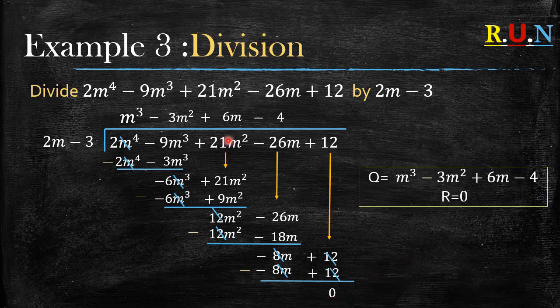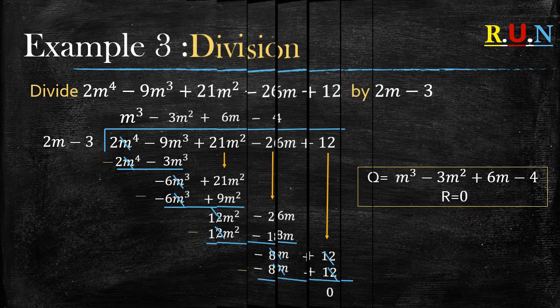So the final answer, the quotient for the question, is m³ or m to the power 3 minus 3m squared plus 6m minus 4, and the remainder is 1. Okay? Sorry, the remainder is 0. Not 1 but 0. Okay?